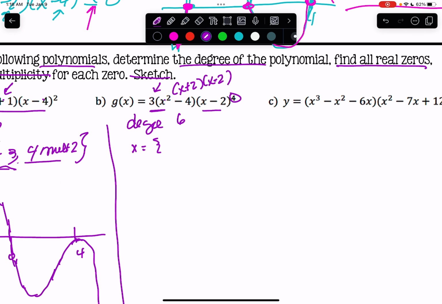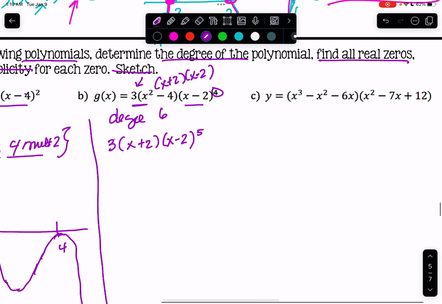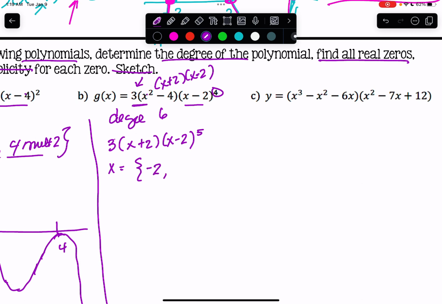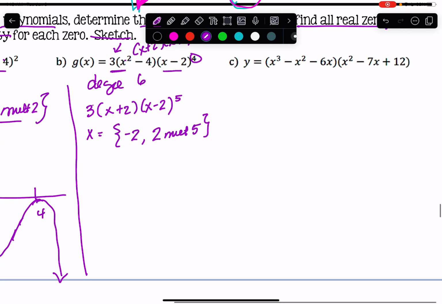So wow, that means, shoot, let's rewrite this better. That would be x plus 2, and then x minus 2 to the 5th power. All right, so that changes things. It's still 6th degree. I still am going to point up. But when I list out my zeros, my multiplicities have changed. I have -2, which is just multiplicity 1. And then I have 2, which is multiplicity 5. So that is an odd multiplicity, so it doesn't just touch, it goes through.